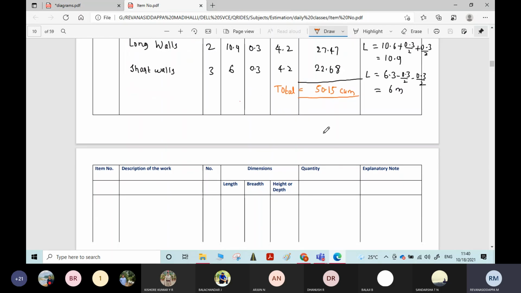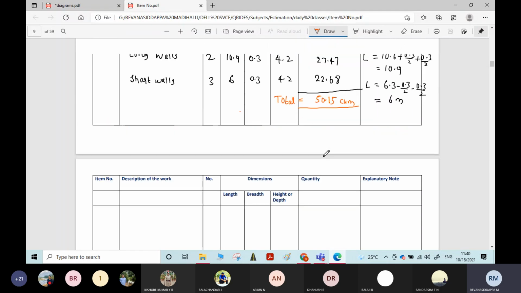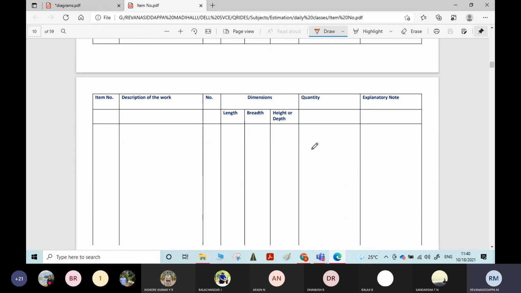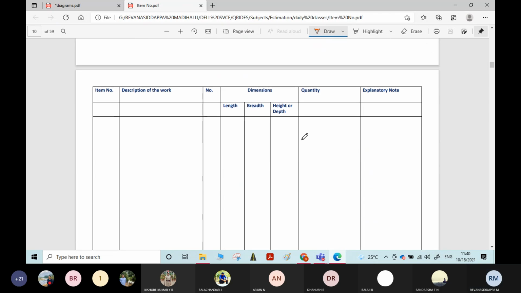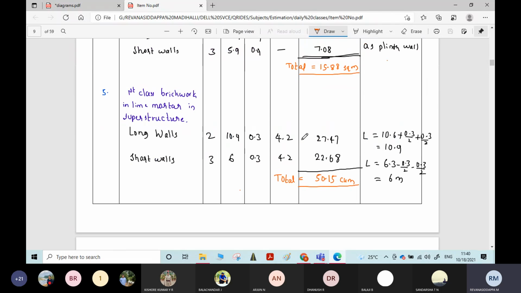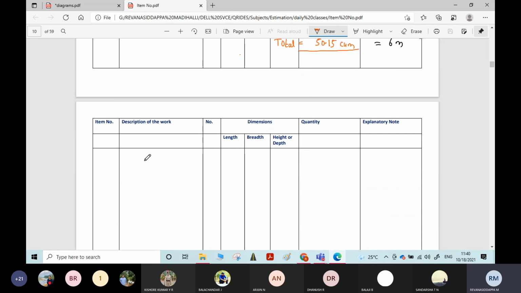We have to calculate the total quantity of the opening. If you deduct the total quantity of the opening from the total quantity of the wall, whatever we have calculated, you will get the net quantity of the wall construction. Is that clear for you all? Any doubts? Any clarification needed in this?